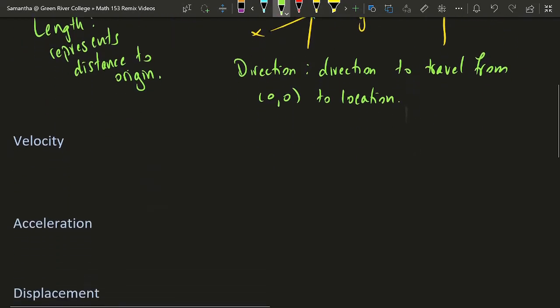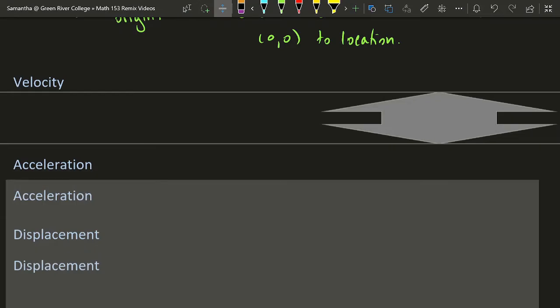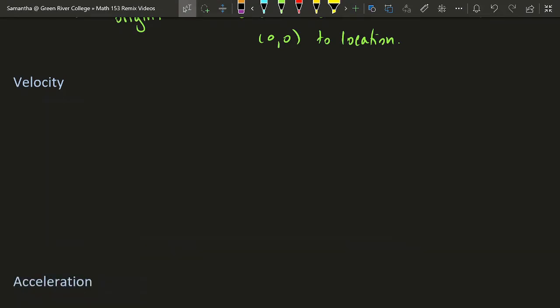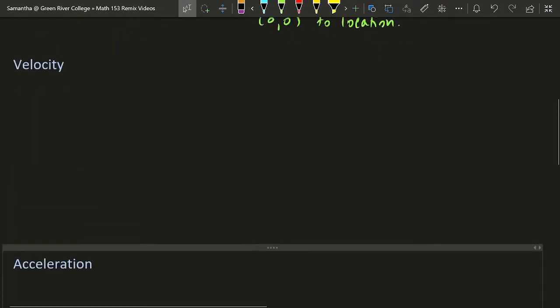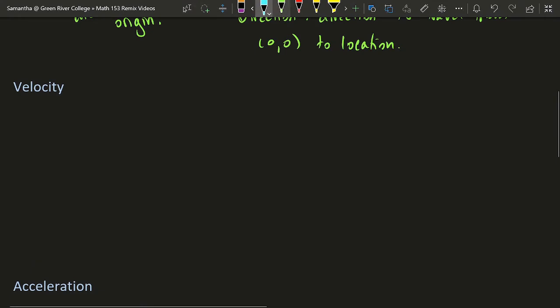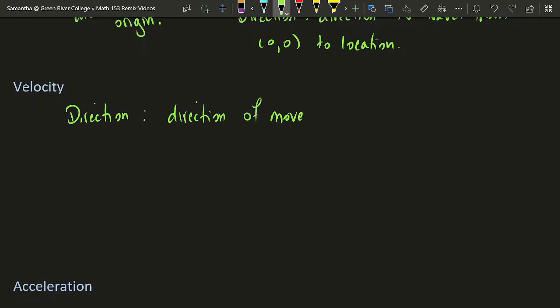Next up, velocity. For an object that is moving in 2 or 3-dimensional space, we speak about its velocity in terms of a vector. What does the direction of this velocity vector represent? The direction represents the direction of movement. Meanwhile, the length of the vector represents how fast the object is traveling, the speed of the movement.